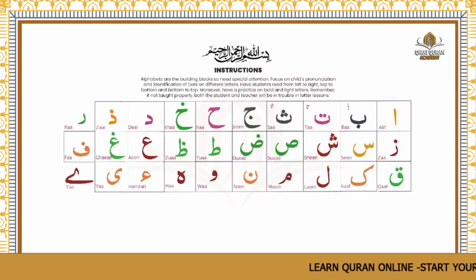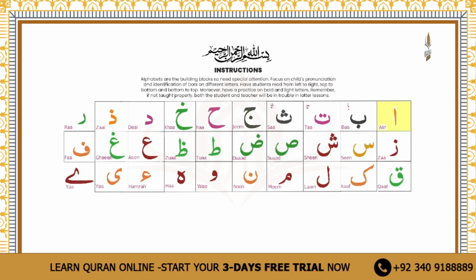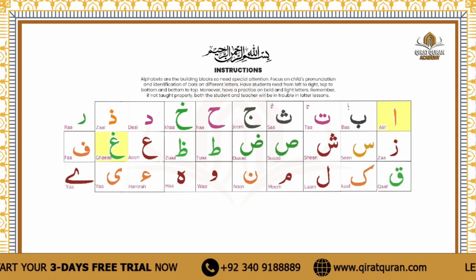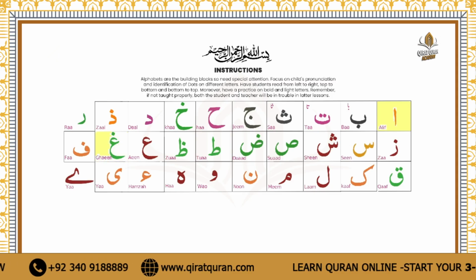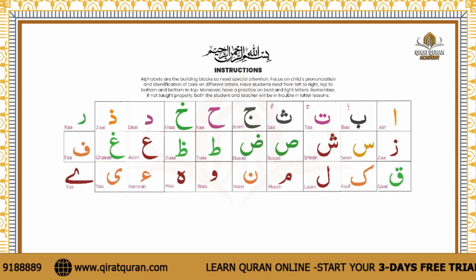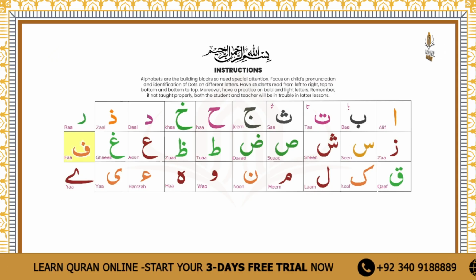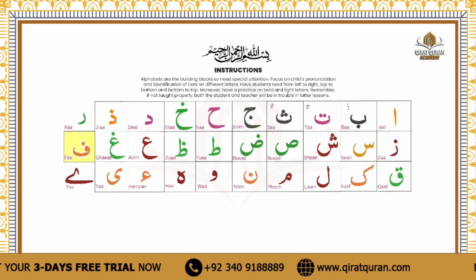This is our sixth lesson, and in the previous 5 lessons we've completed 19 letters from Alif to Ghain. So now in this lesson we are going to read the next 5 letters from this letter to this letter. Okay, now we are starting.